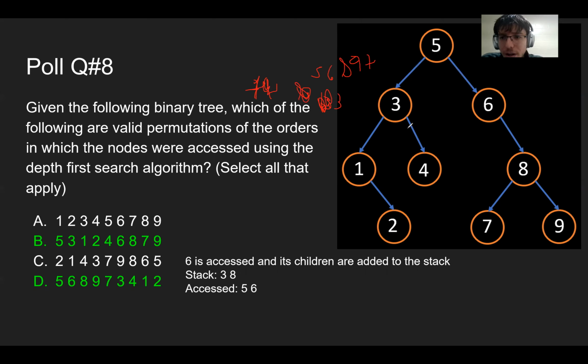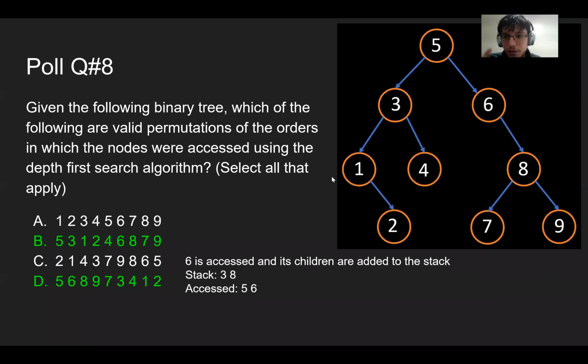And this 3 is here. And so we go 3. And we put its children 4 and then 1. And we go 4, access. We have 1. And we're going to access it and put 2 on the stack. We're going to pop the 2 afterwards. And we can't go any further. So this is what we'll get. And that's why we get this answer.